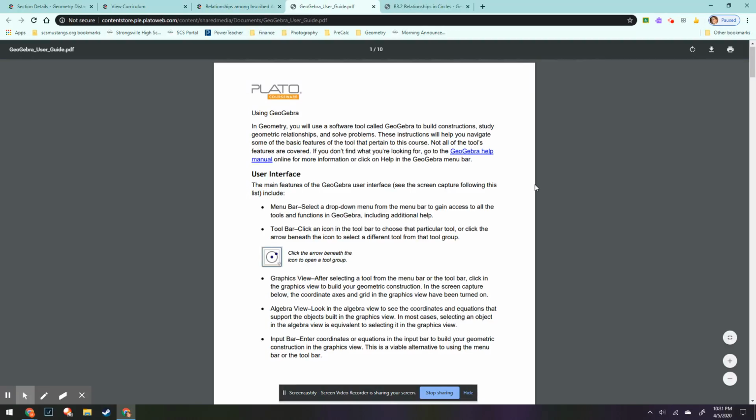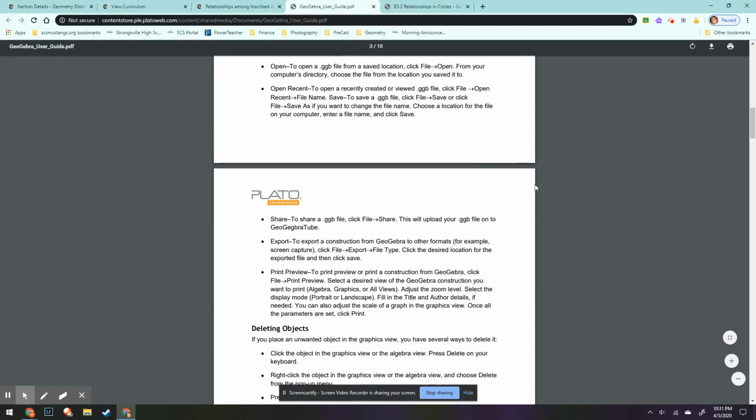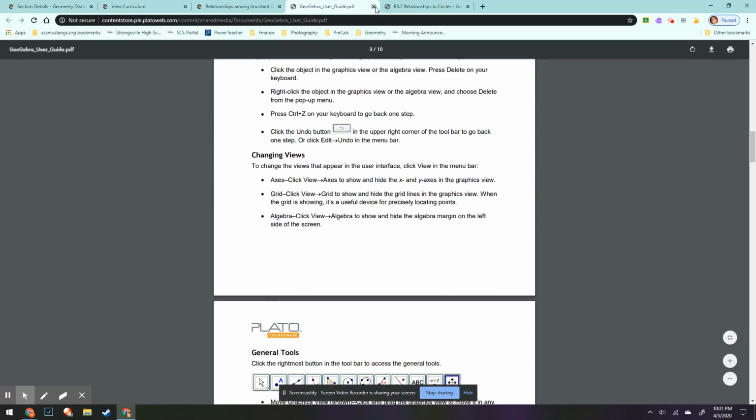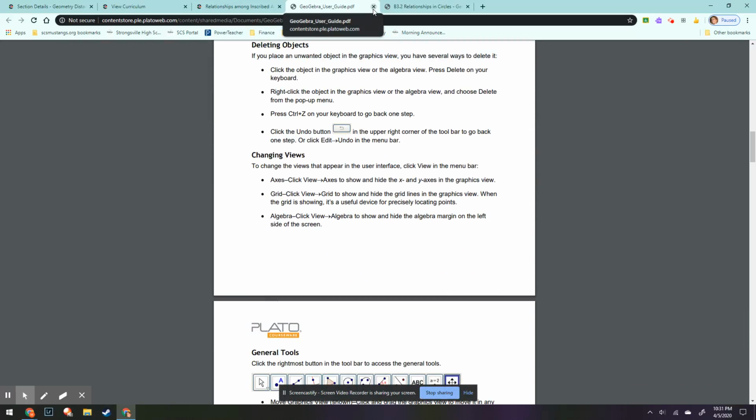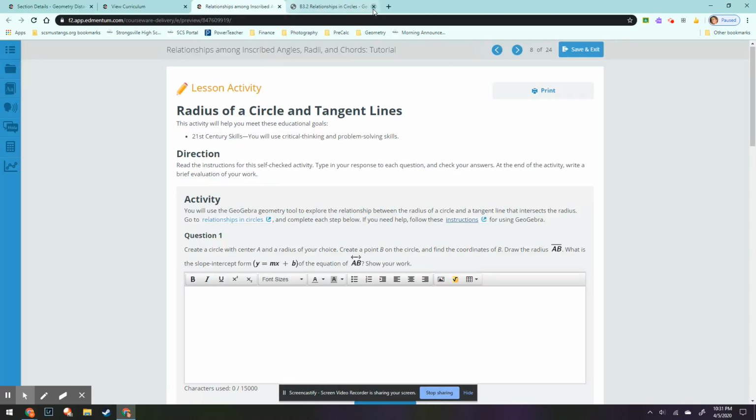I will point out that there are instructions that you can click on, but it's a 10-page document, and let's be real, I don't think any of you guys are going to read the 10-page document, but hey, if you want to, it's there for you. So for question 1, what we have to do is create a circle with center A and a radius of your choice. Create a point B on the circle and find the coordinates of B. Draw the radius AB, and then you want to find the equation of that line in slope-intercept form.